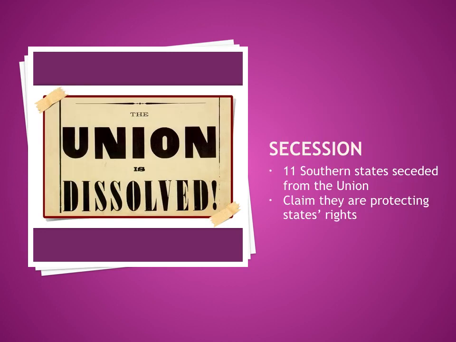The final cause was secession. Beginning with South Carolina on December 20th, 1860, 11 Southern states declared their secession from the Union. These states believed the only way to protect their states' rights from the Republican president and the federal government was to break away from the nation.